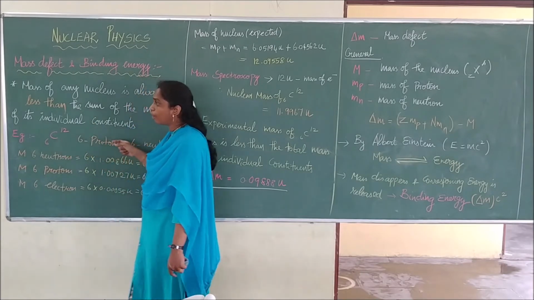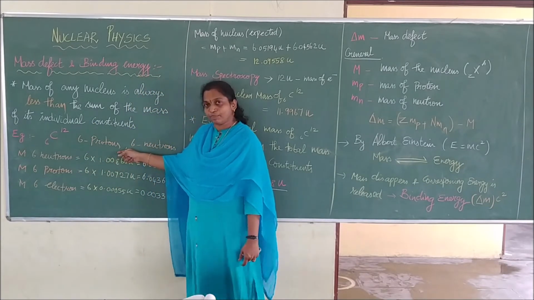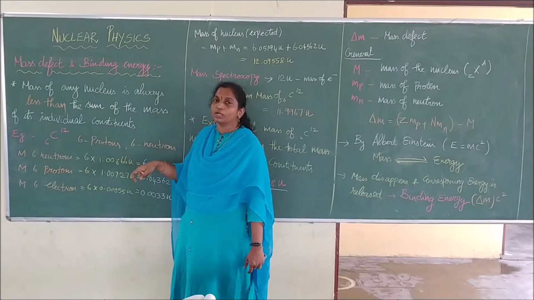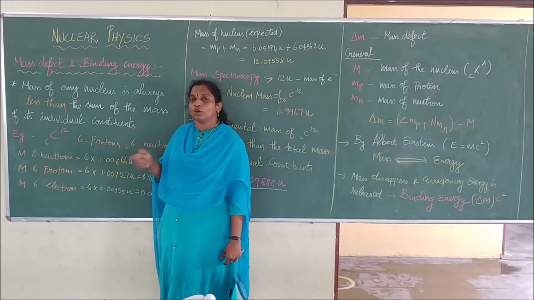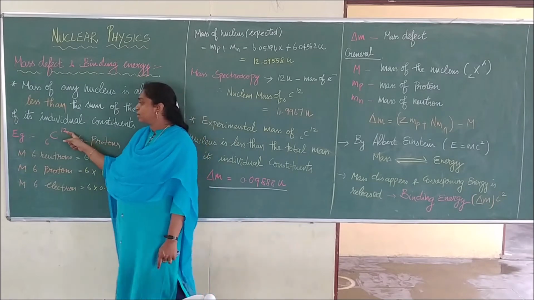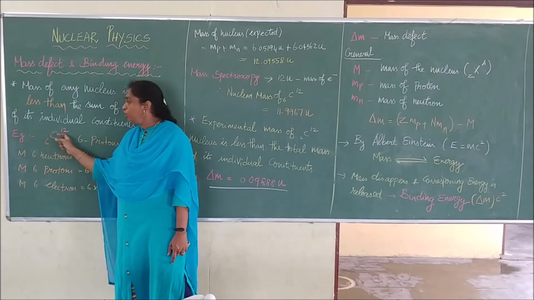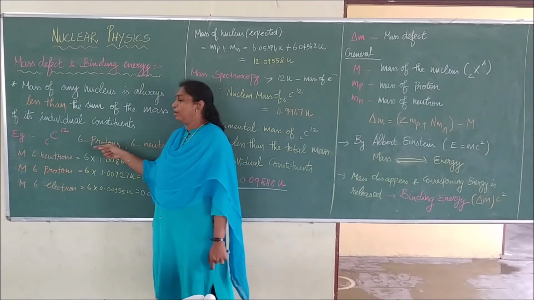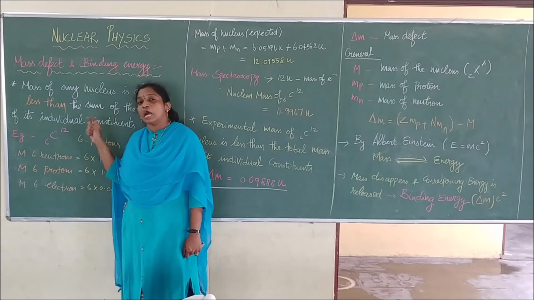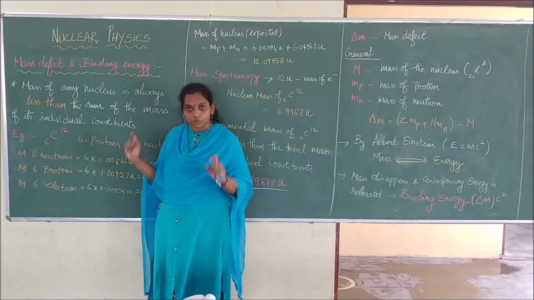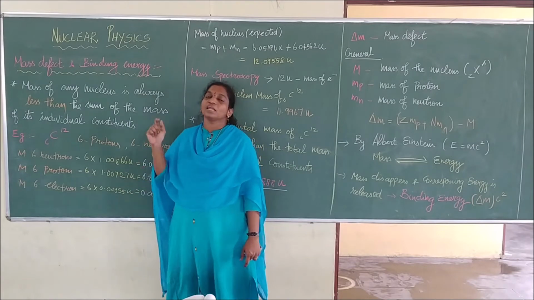The total number of protons present in this is 6. The total number of electrons present is again 6. How do we get the number of neutrons? Mass number minus atomic number. So 12 minus 6 gives 6. Therefore, the carbon C6-12 atom has 6 protons, 6 neutrons, and 6 electrons.